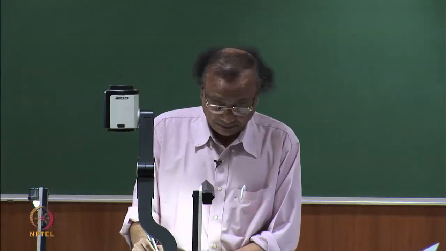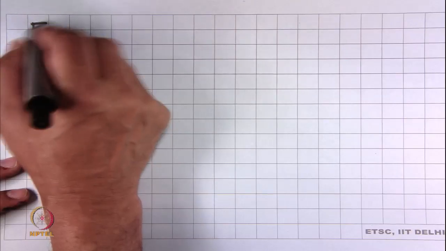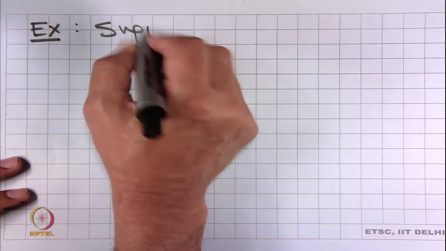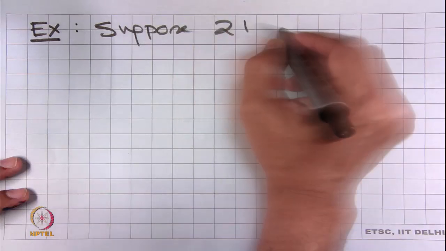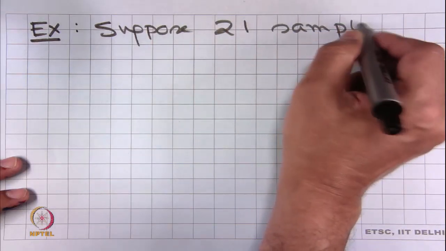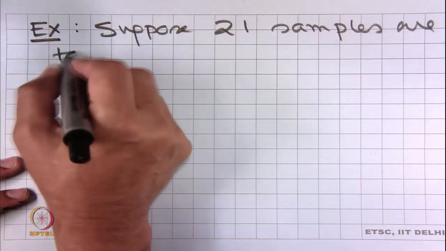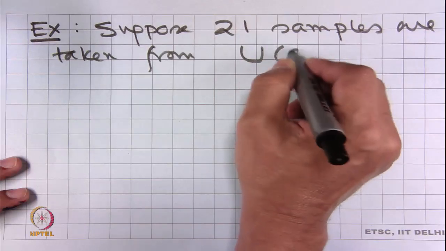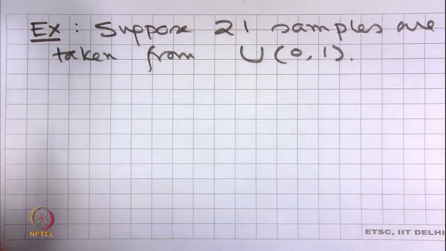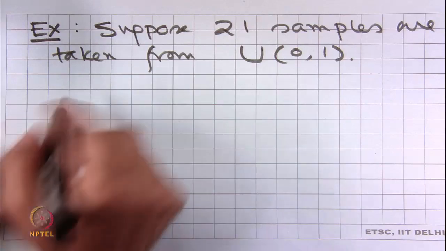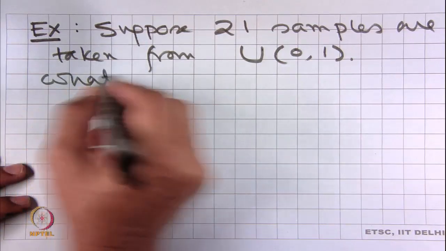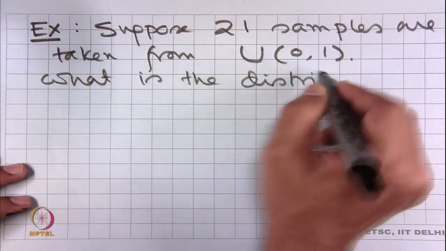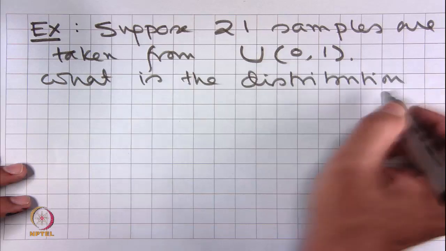Let me solve a problem. Suppose 21 samples are taken from uniform 0, 1. What is the distribution of the median?